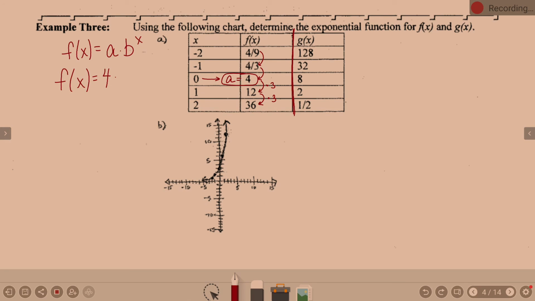4 times 3 is 12. 4/3 times 3, does that make sense? And then if you go far enough, 4/9 times 3, which is 3 over 1, there'd be a 3 canceling. So what is this 3? This is your B value. So the equation for this one is 4 times 3 to the x. Your initial value always comes from when x is 0. Your base, what goes with the x, has to do with what we are multiplying by. Does that make sense?